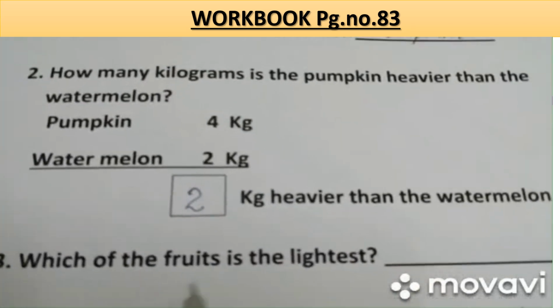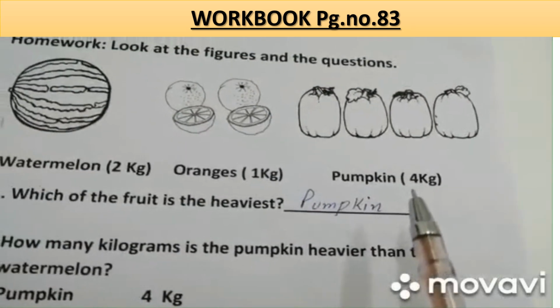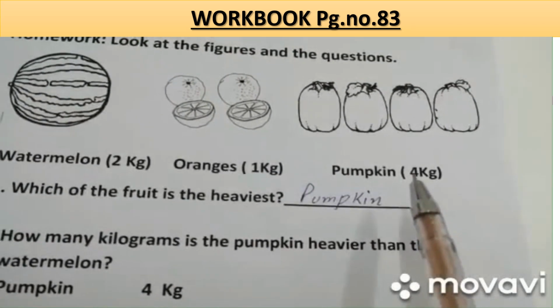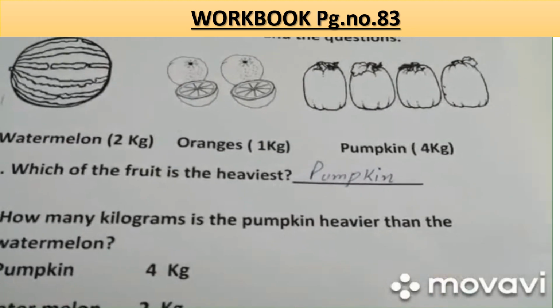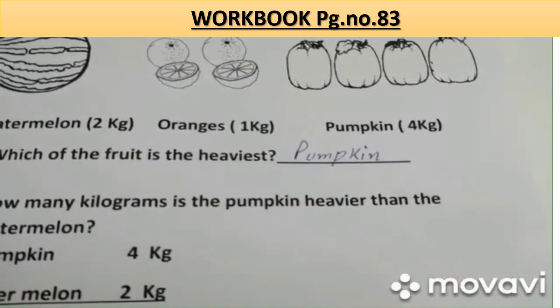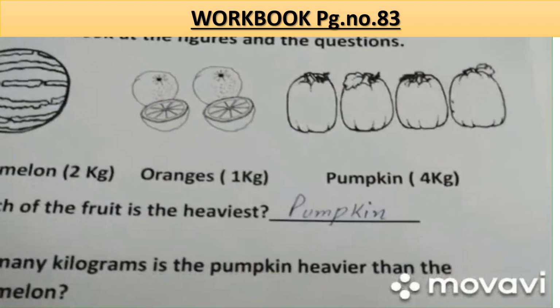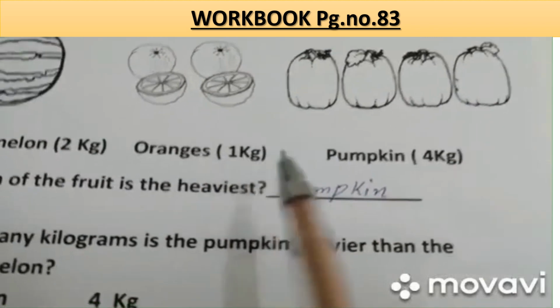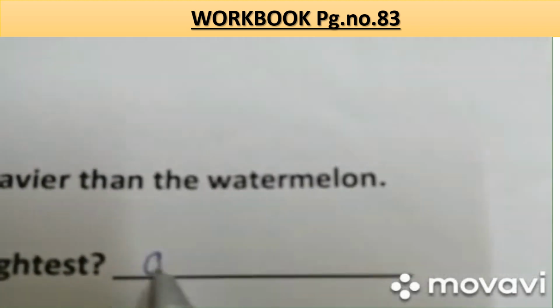Third, which of the fruits is the lightest? Now you have to say out of 3, which one is the lightest? Pumpkin, it's 4 kg. Oranges, it's 1 kg. Watermelon, it's 2 kg. Which one is the lightest? Exactly, oranges, because it's only 1 kg. It is very less in weight. So what we will write here? Oranges.